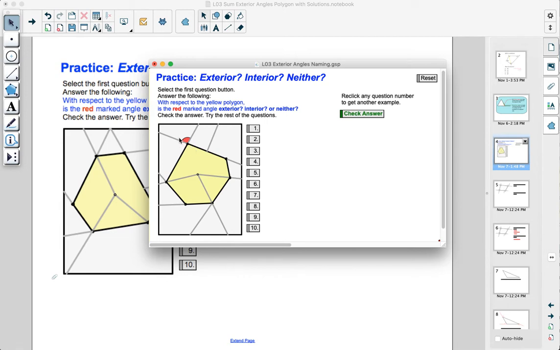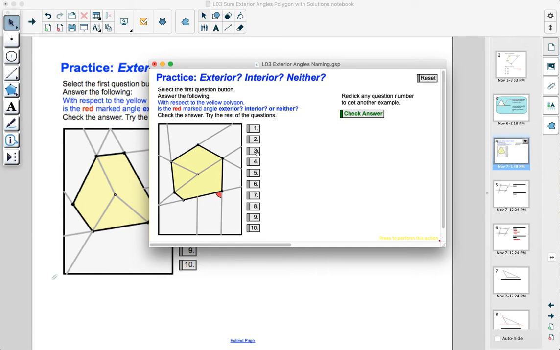Remember, an exterior angle would be this one here, created by an extended side and a side, or this one here, created by extending this side and this side. This angle is between 2 extended sides, so it's not exterior, it's not interior, but we could call it equal to interior, or maybe you want to call it neither. All right, on to 3. What is number 3?